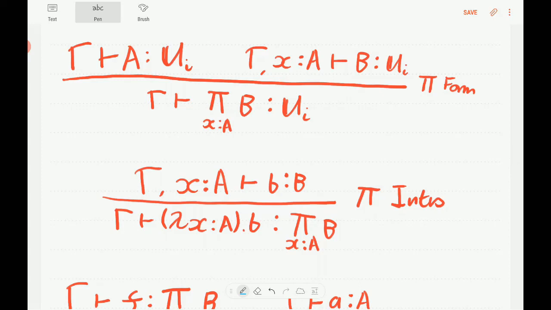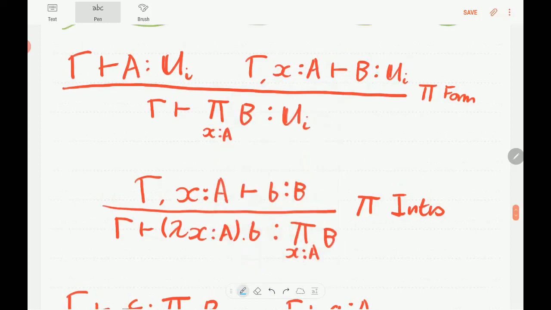So let's start with the pi formation rule. Okay, so gamma entails that we have capital A in our type universe. So basically we have a type capital A, and gamma and x of type capital A entail that we have a type capital B. So this is basically saying that capital B is a type and the form of it might depend on this variable x of type A. So essentially this is saying that B is a type family here.